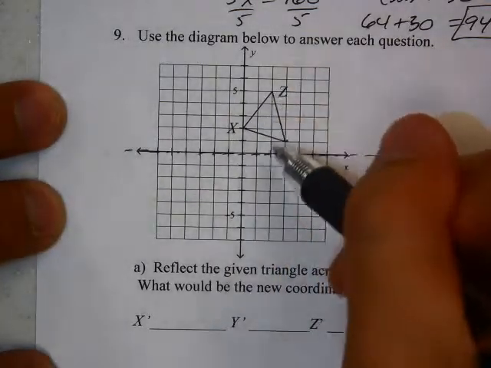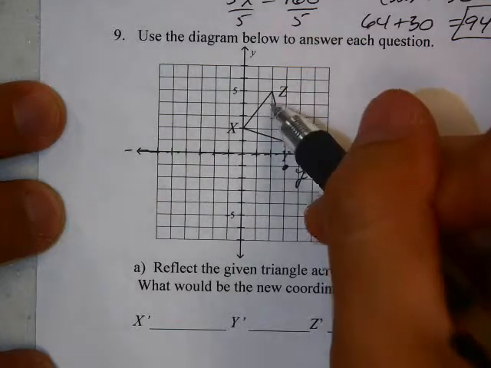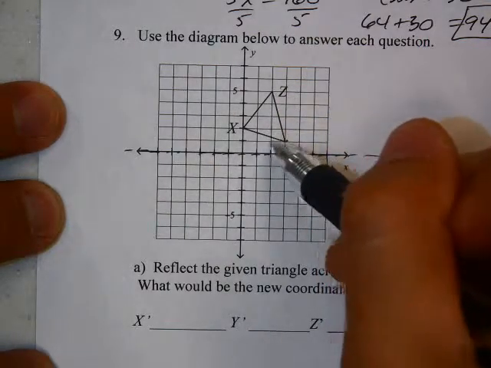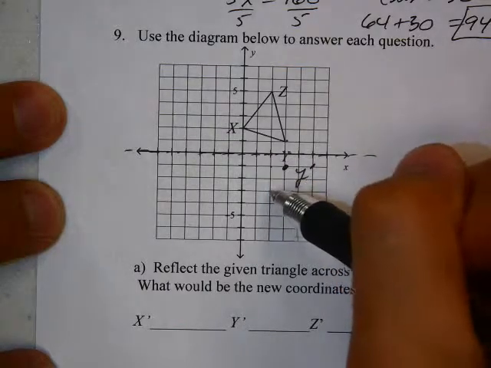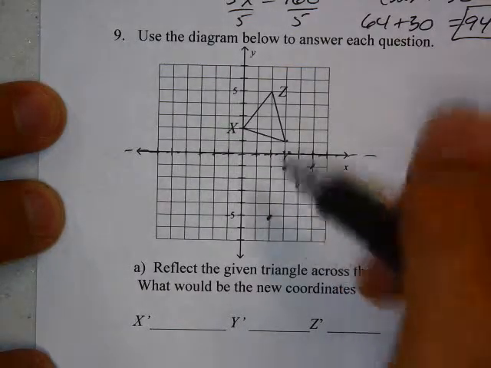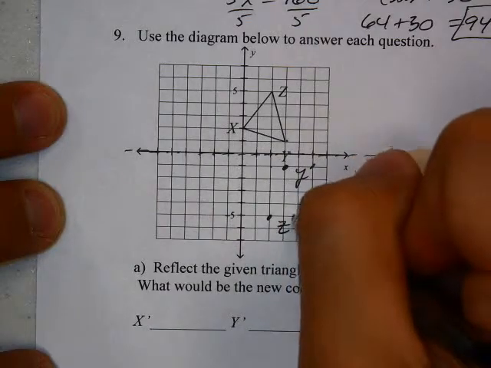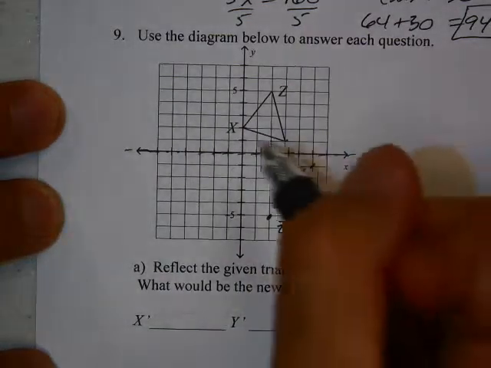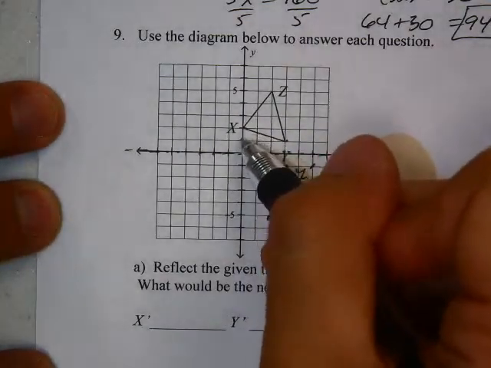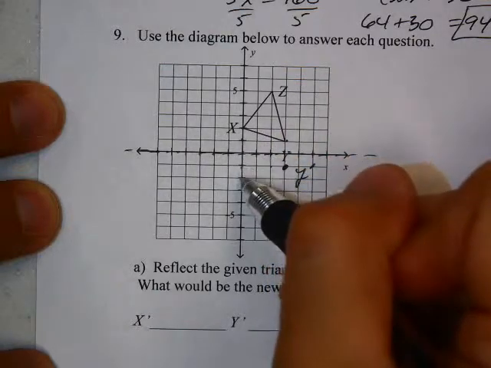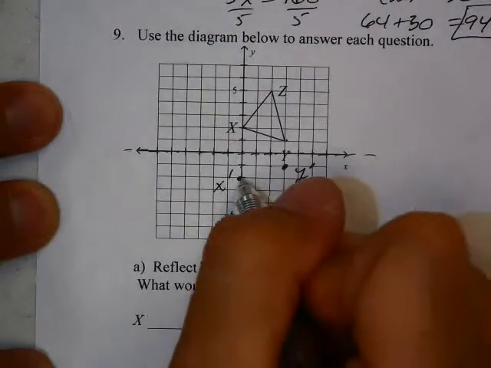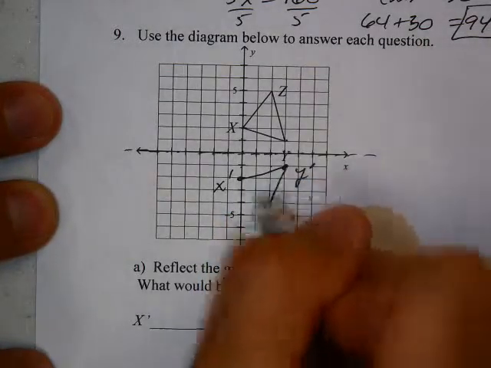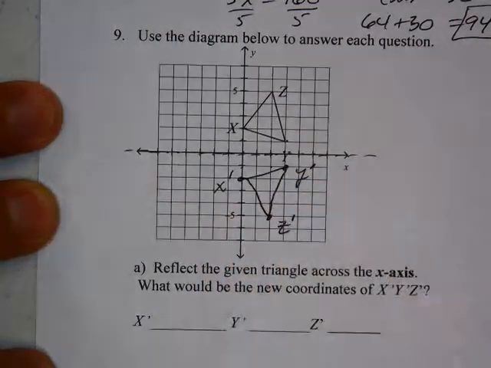Now Z, I'm going to do the same thing. Z is 1, 2, 3, 4, 5 units away, 5 units away also down here. There's Z prime. The X now is 2 away, 2 away. There's my X prime. Once I connect, now I've finished my reflection.